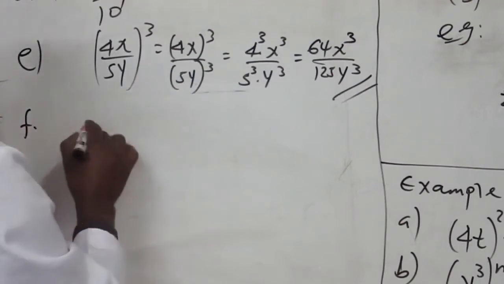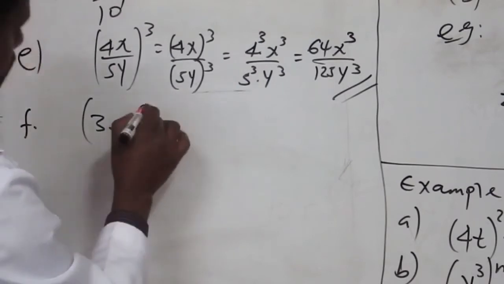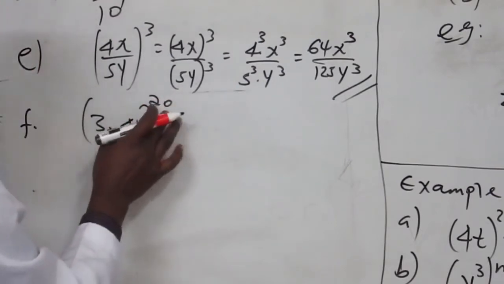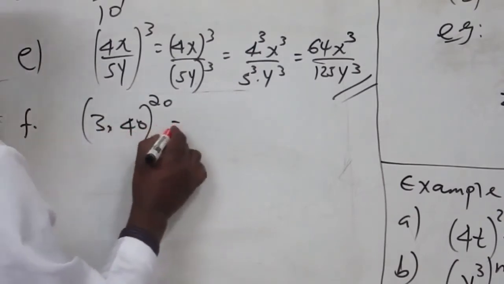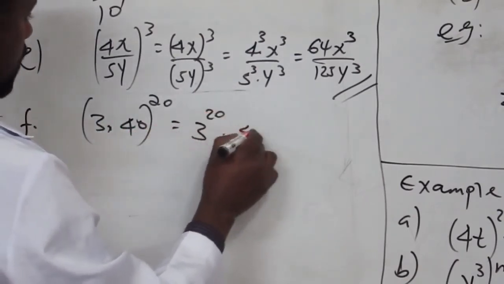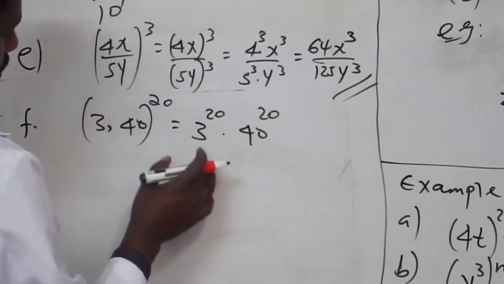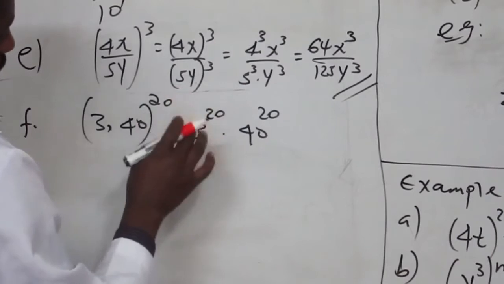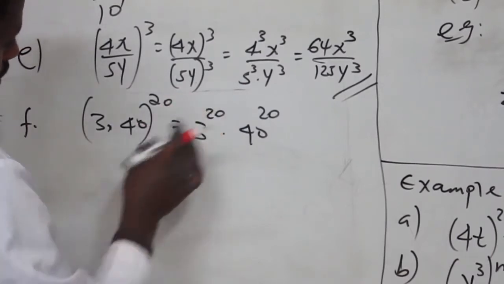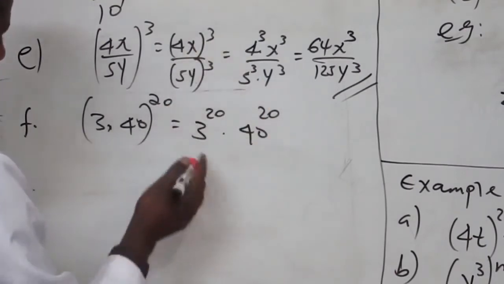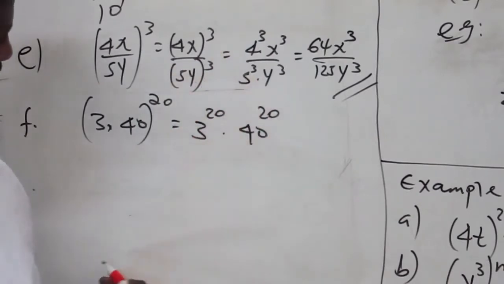(f) says what? 3 times 4 to the power of 20. This means the exponent works for what? Again, for 3 and 4. This means you can say that 3 to the power of 20 times 4 to the power of 20. You can find it by using a calculator, because this exponent is a very large number. It multiplies 3 how many times? 20 times. So it is too large a number to calculate on the whiteboard.